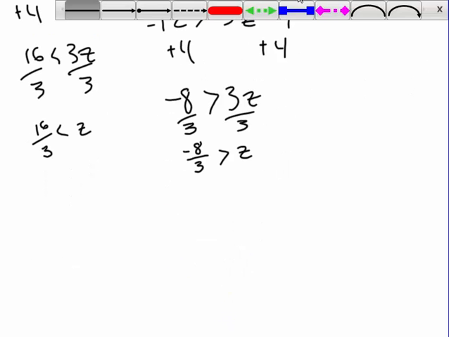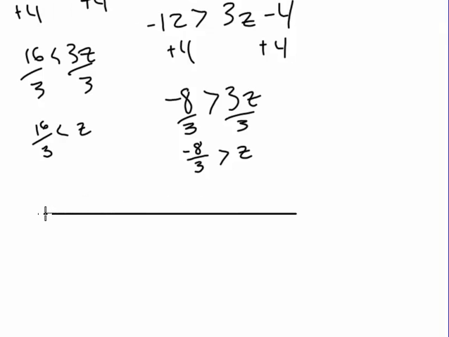Graph that on a number line. Here we go. Bam. Got it. Which one's the smaller one? Well, the negative one obviously is going to be smaller, so negative 8 thirds. I know 0 is there. And then we have 16 thirds. Open or closed dots? Open. Nailing it.